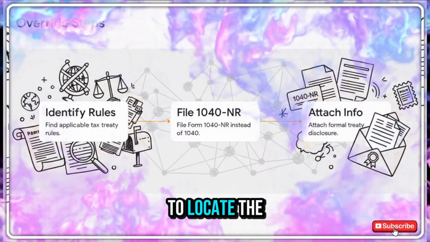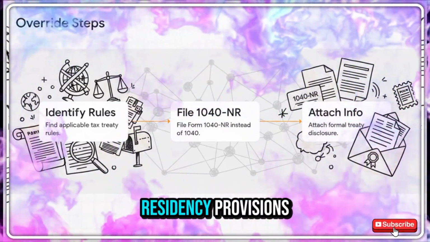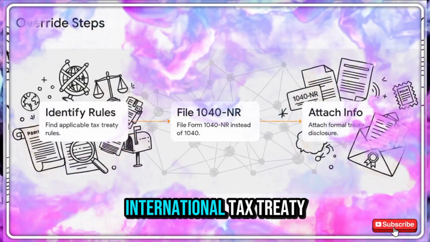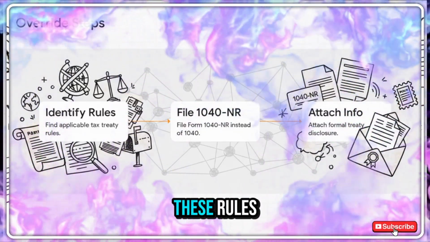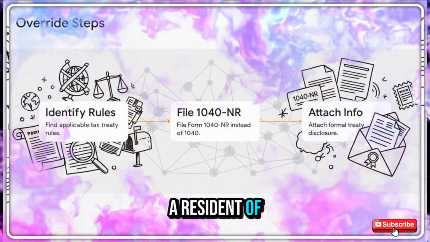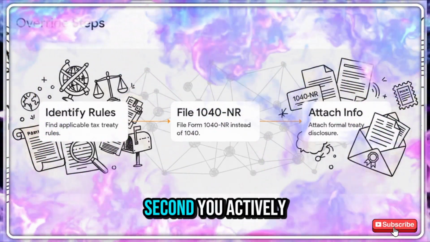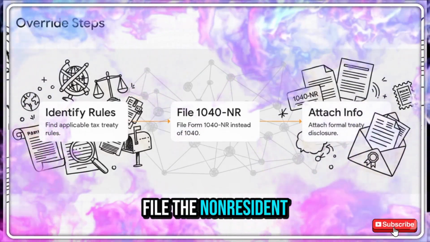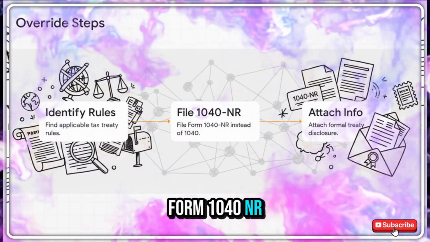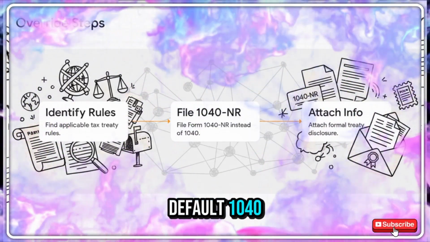First, you have to locate the specific tiebreaker residency provisions in an applicable international tax treaty. These rules can declare you a resident of a foreign jurisdiction despite your domestic physical presence. Second, you actively file the non-resident Form 1040NR instead of the default 1040.